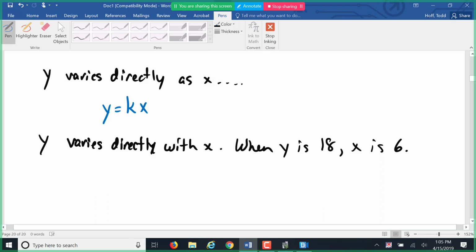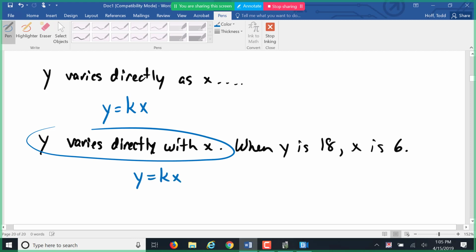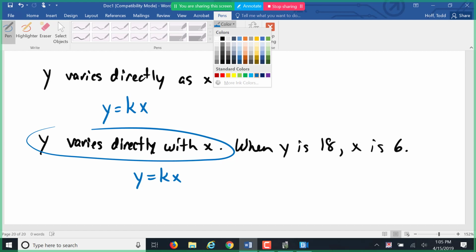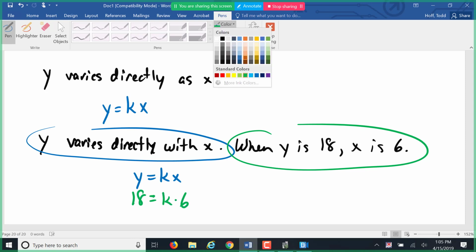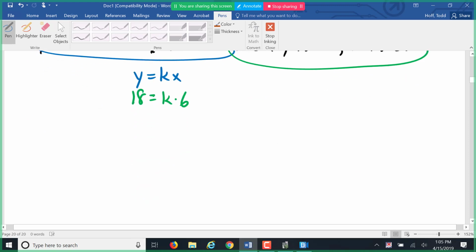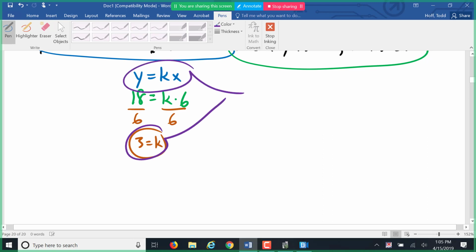So what's that telling us? Well, y varies directly with x still means y equals a constant times x. But this next piece, when y is 18, x is 6, that's saying we can put 18 in for y and 6 in for x. And as a consequence of that, we can find what that constant is. We divide by 6, we get that 3 equals that constant. So now we can combine that with our general form to get y equals 3x is the relationship that we're looking at there.